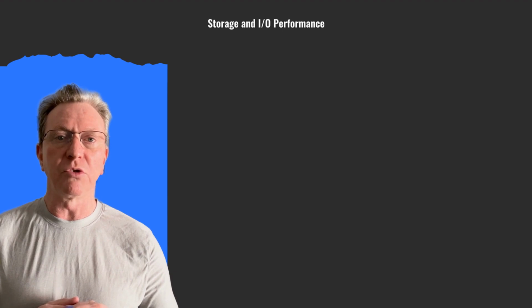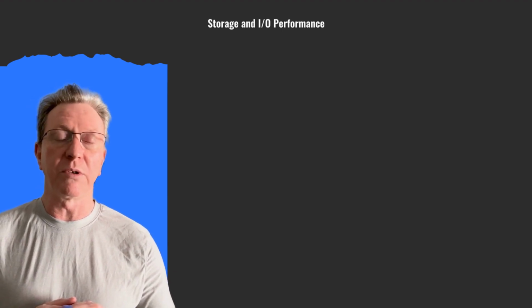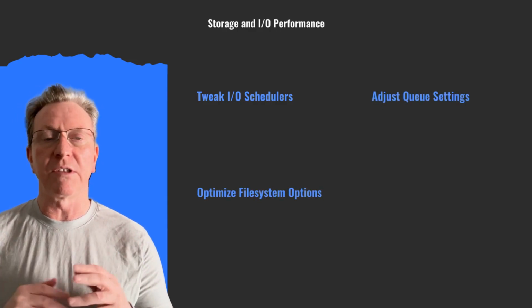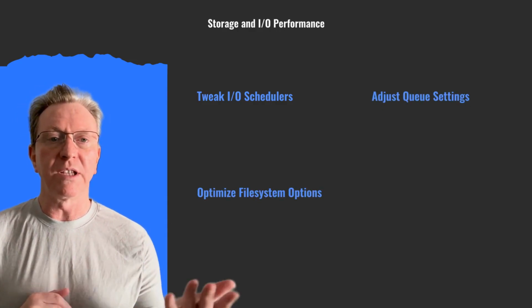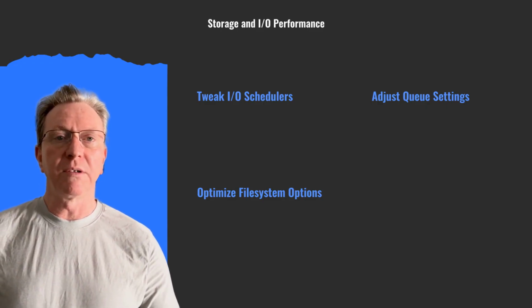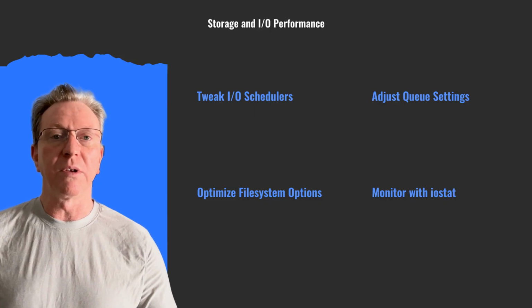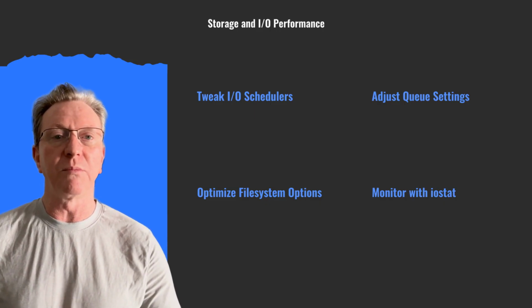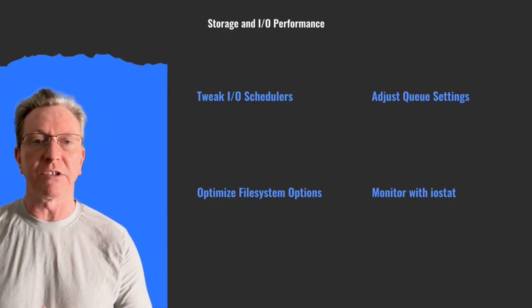To boost storage and input-output performance, tweak input-output schedulers, queue settings, and file system options. Implement RAID and SSD-specific optimizations for better results. Regularly monitor with iostat to keep an eye on performance. Remember, a full guide is available in the video description for more detailed steps and tools.